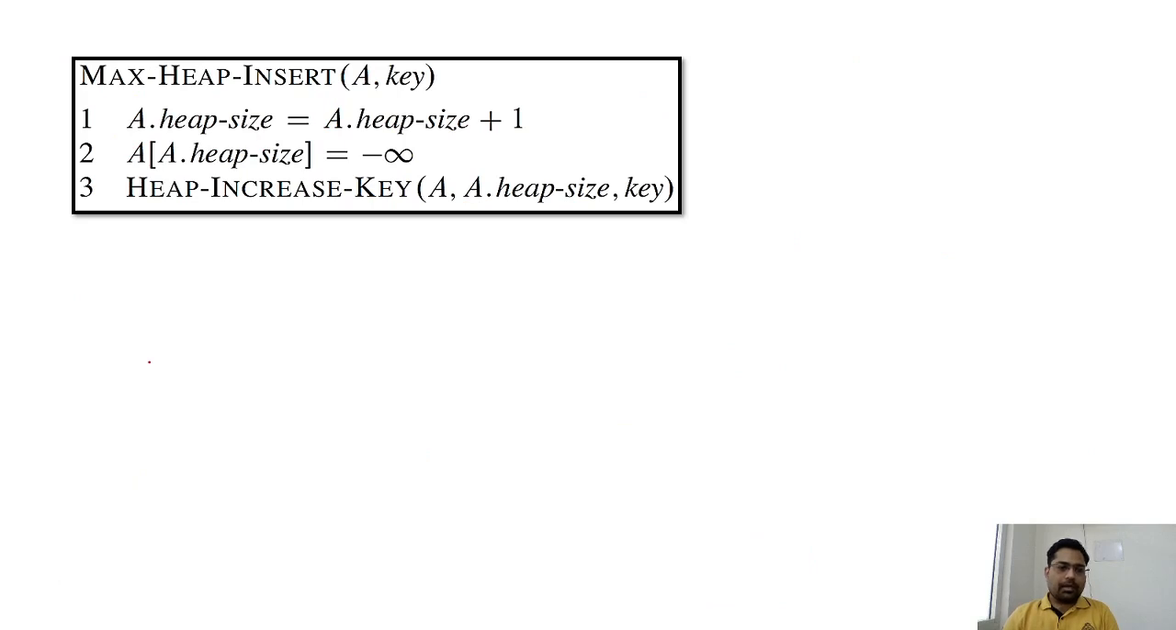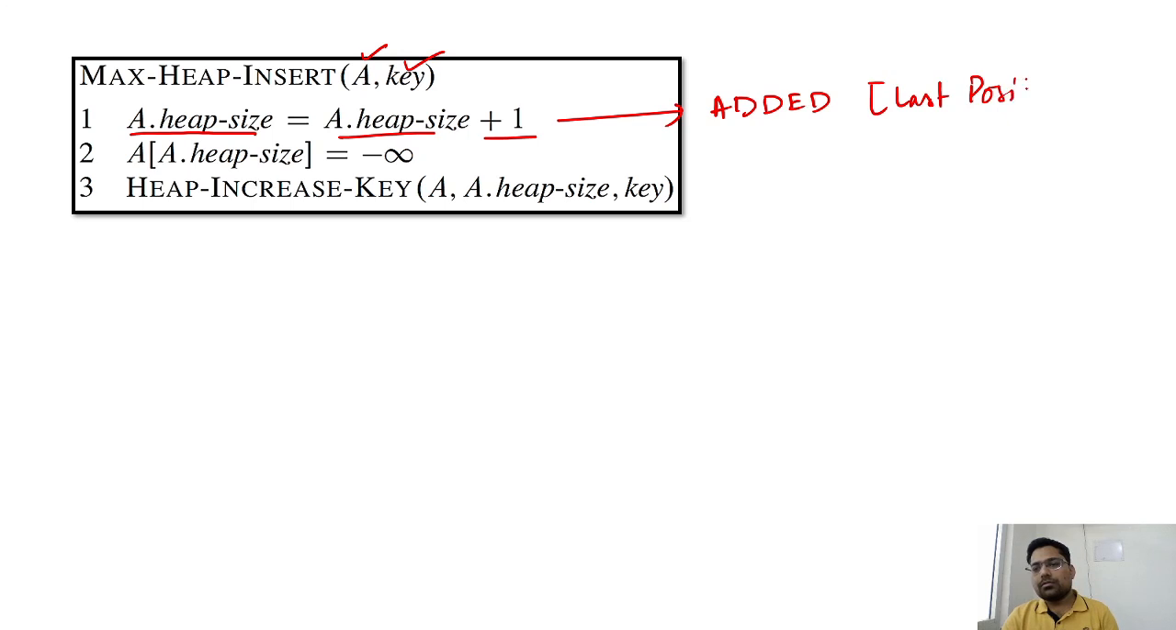Now whenever you are running max heap insert, whenever you're inserting any key, the function will run like this. A stands for the array, key stands for the value of the element you are going to insert. Definitely, you have to add one to the heap size, meaning you have added it. Minus means it is removed. You are adding at the last position, from left to right.